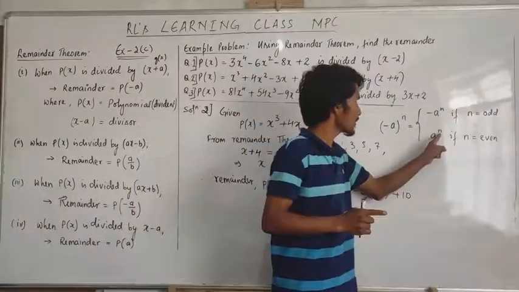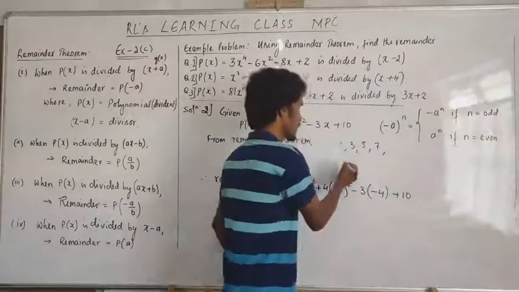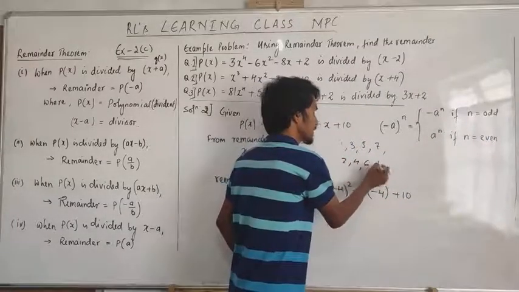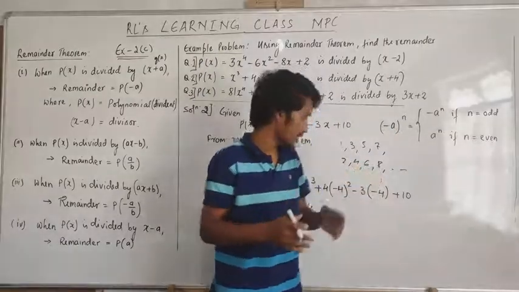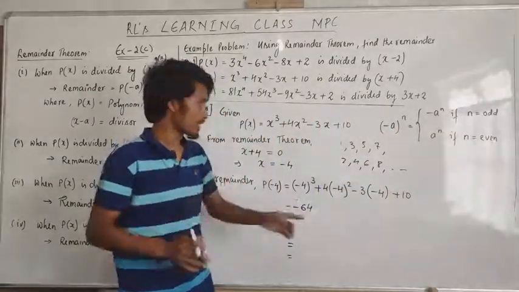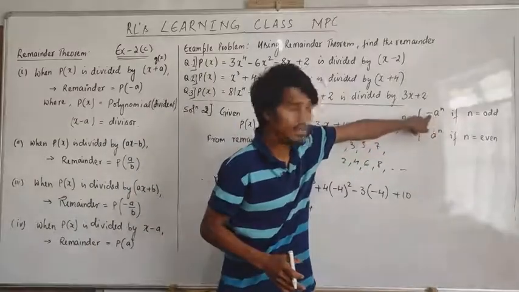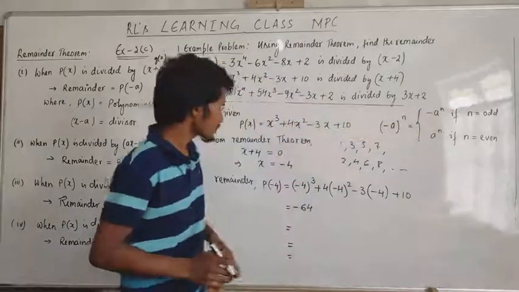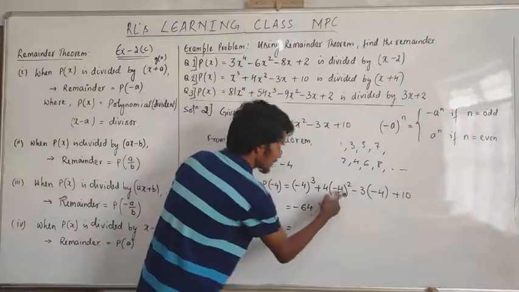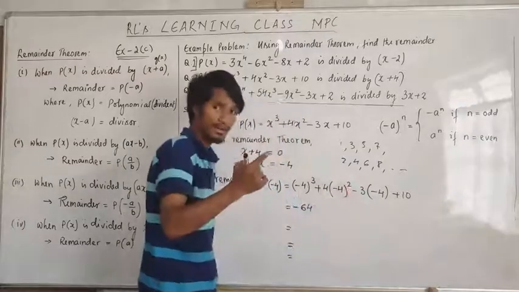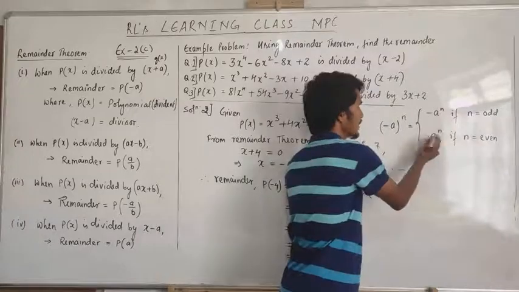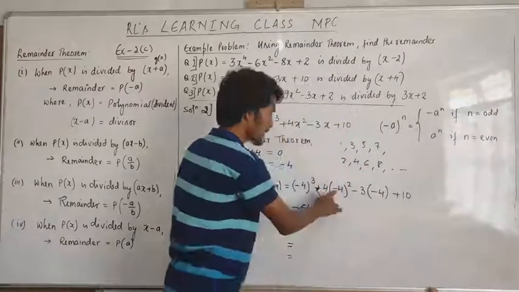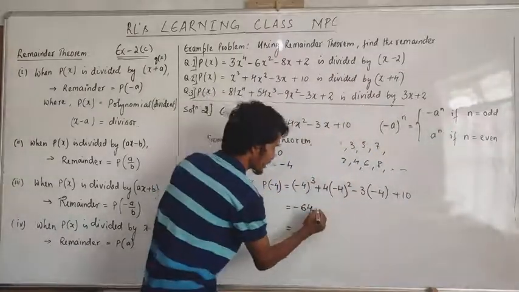But if the power of n is an even number, meaning 2, 4, 6, 8, then if the power of n here is even, this minus will disappear. Here there is no more minus, but here the minus still remains. Then this 2 is an even number. If n is even, there is no more minus here, this minus will disappear, and we get plus here.